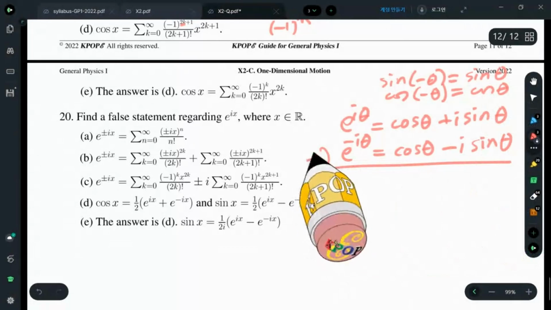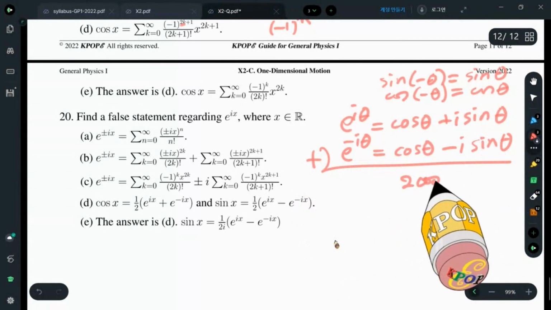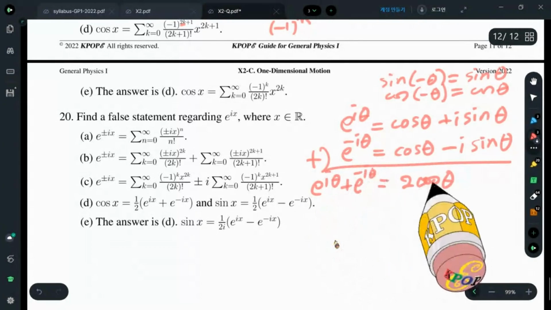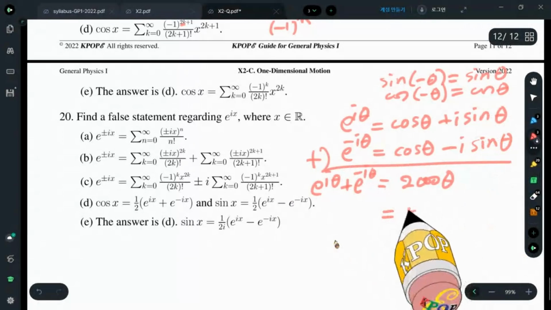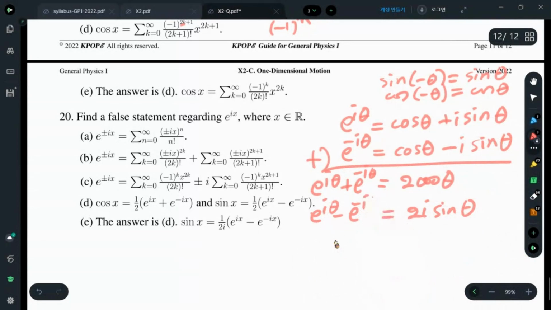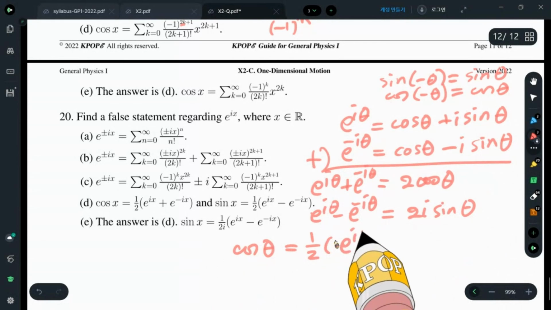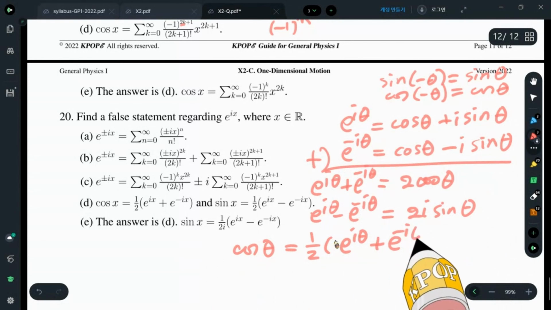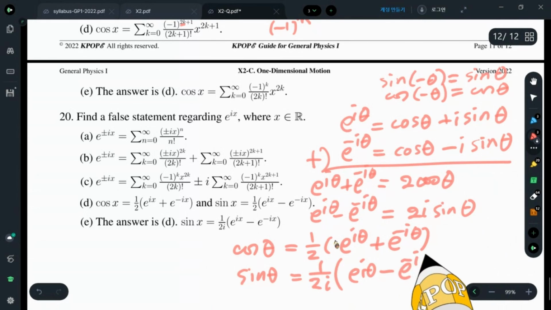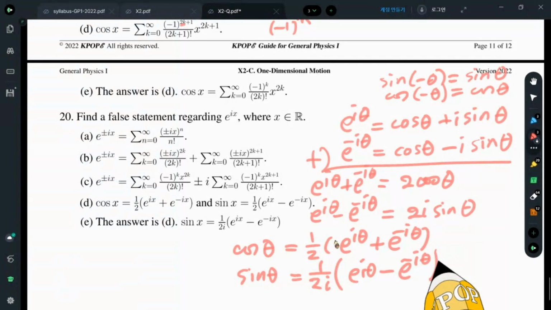So if I add them up, we have two cosine theta, e to the i theta plus e to the minus i theta. If I subtract, I have 2i sine theta, that is e to the i theta minus e to the minus i theta. So cosine theta equals 1/2 times e to the i theta plus e to the minus i theta. Sine theta equals 1/2i times e to the i theta minus e to the minus i theta. Okay, that's it for today. Is there any question?